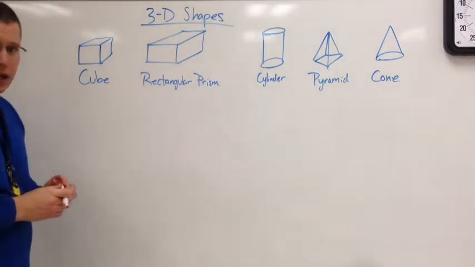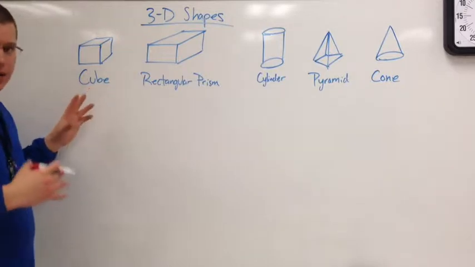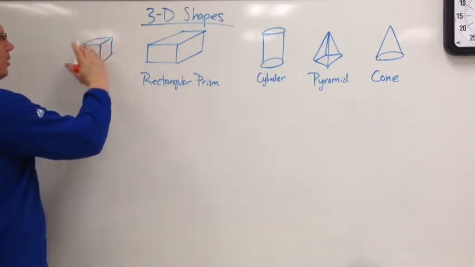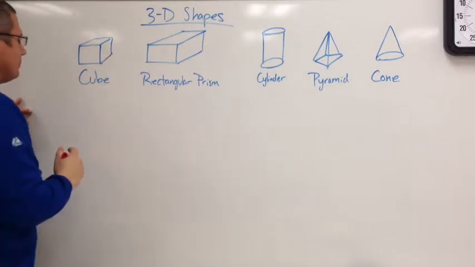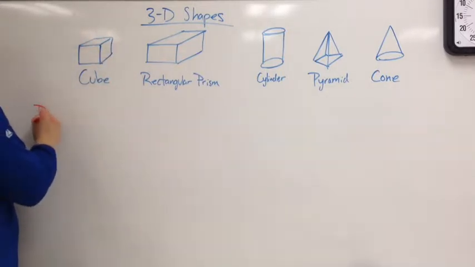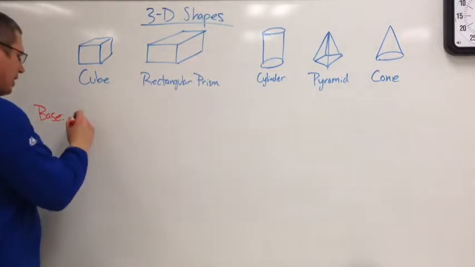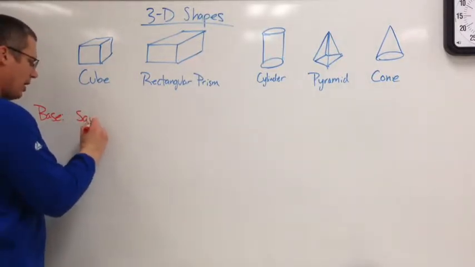So we're going to start off with a cube. 6 sides, 6 faces, which are my flat, open sides to a cube. If I would lay this down, what shape is the base? Shape of it is a square.